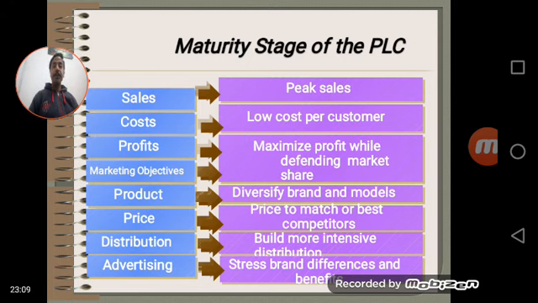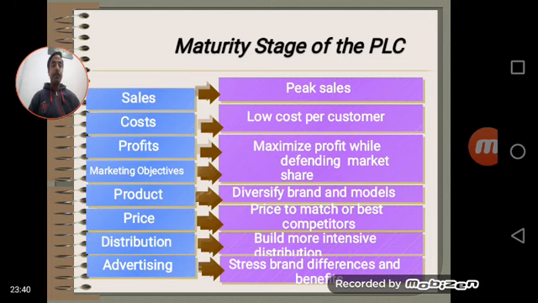Distribution, again you will build a more extensive type of distribution system. And in advertising also you will now put stress on the brand. Okay, in this stage you are giving stress to the brand. In the introduction stage the advertising policy was just making the consumer aware, but in this stage you will build a brand image of the company with the help of advertising. Clear?